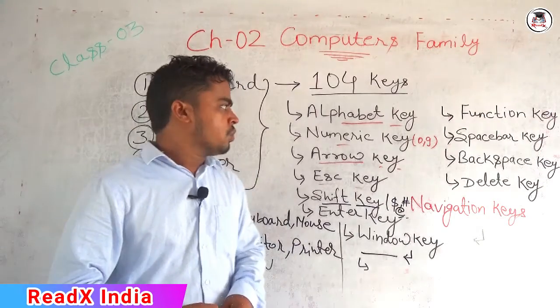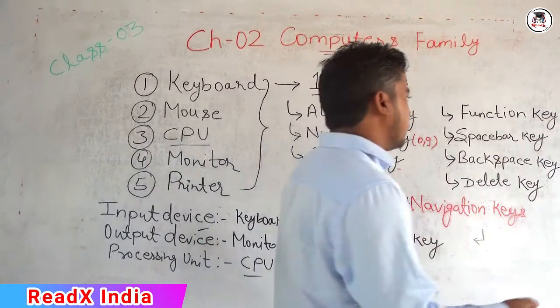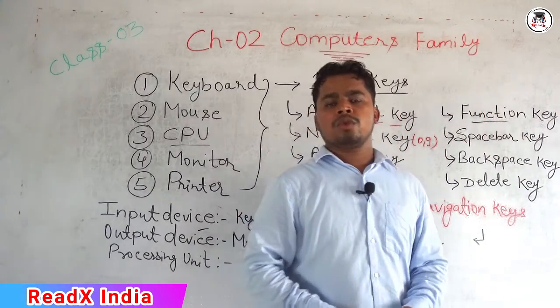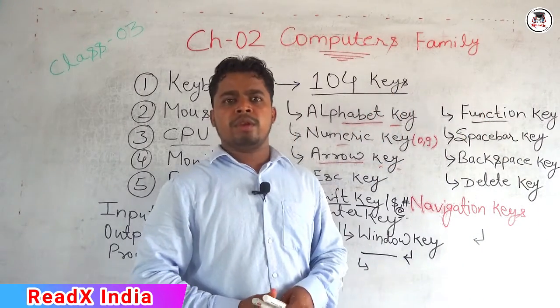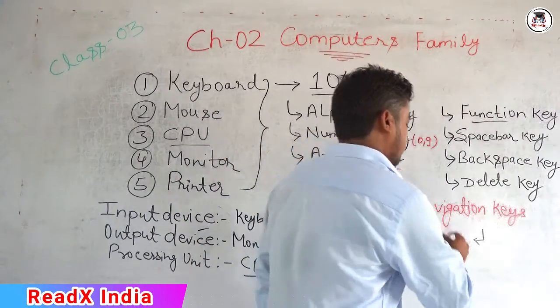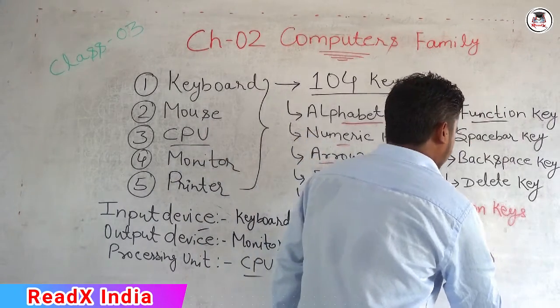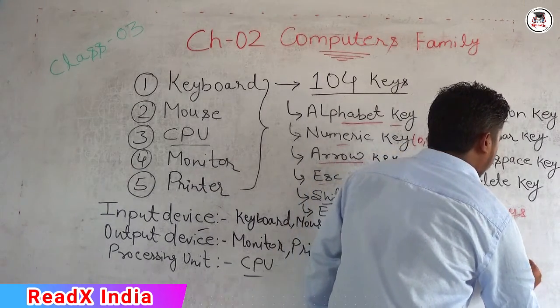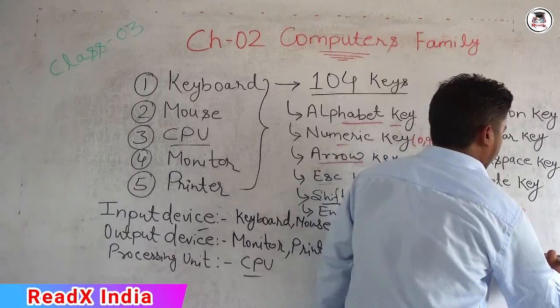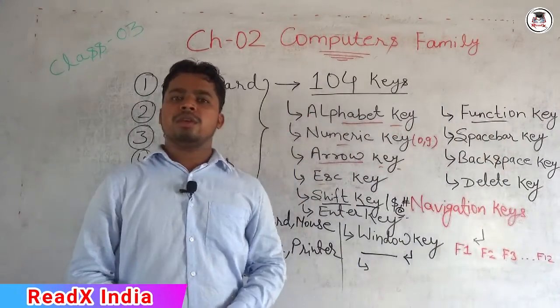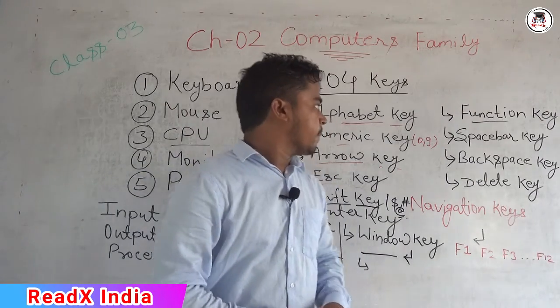The next keys we have are the function keys. On our keyboard there are 12 function keys, and you will find them like this. On the buttons it is mentioned as F1, F2, F3 up to F12. In this way you will find them.